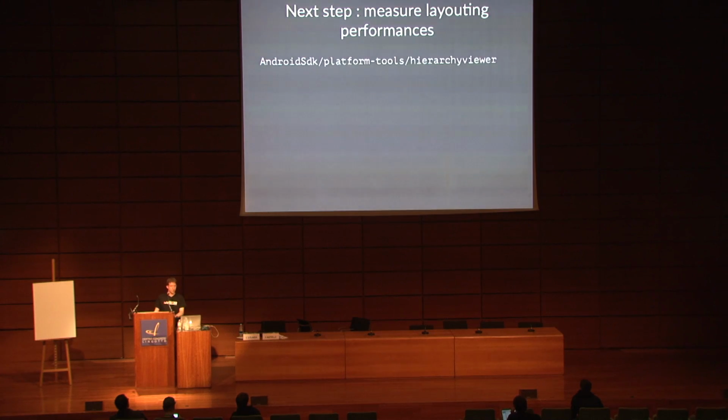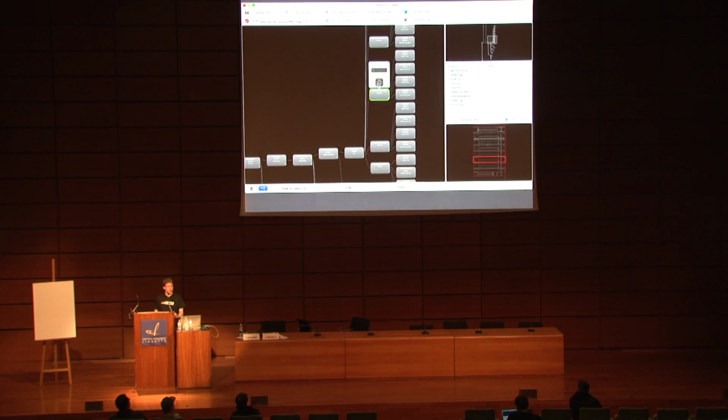The next step is to measure layouting performance in order to know exactly where the problem is coming from. In order to do that, the platform provides a hierarchy viewer. It allows you to display the whole hierarchy. Android, like most other UI frameworks, displays layouts as boxes in other boxes, so you build a tree of views, one into the other. On the left, you've got the root view, and at the very right, the tip of the tree.